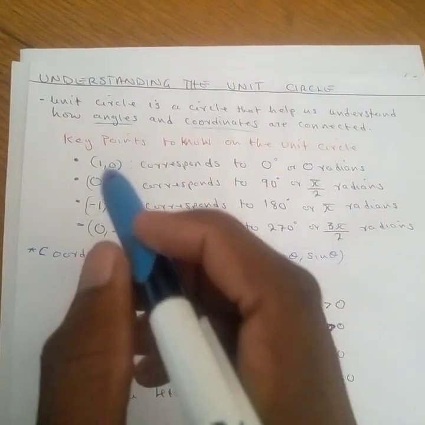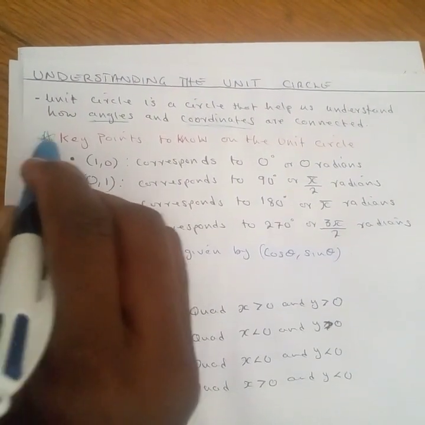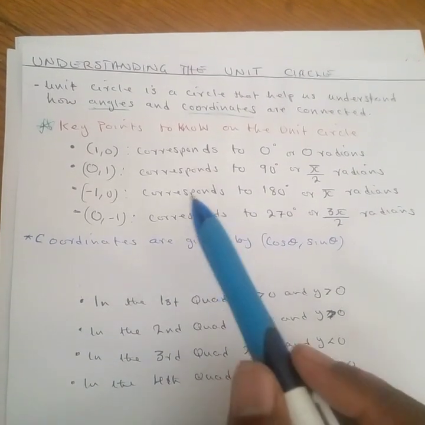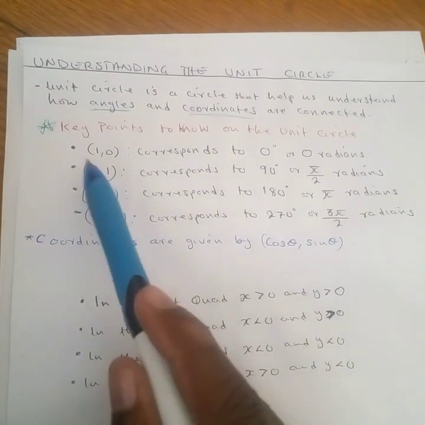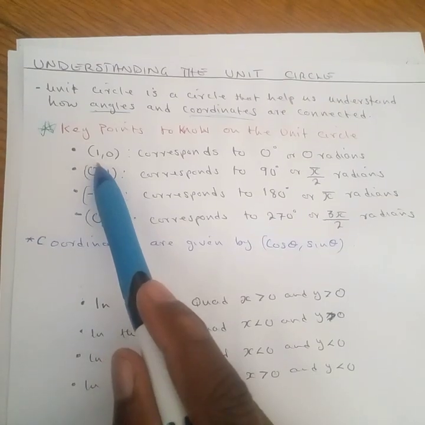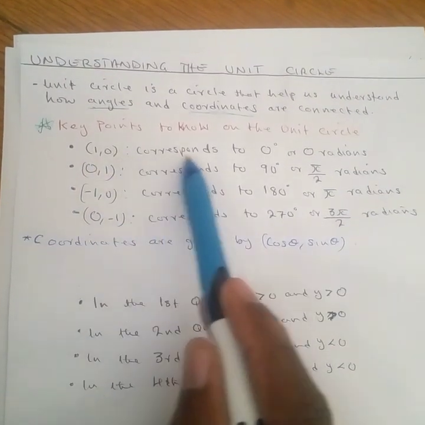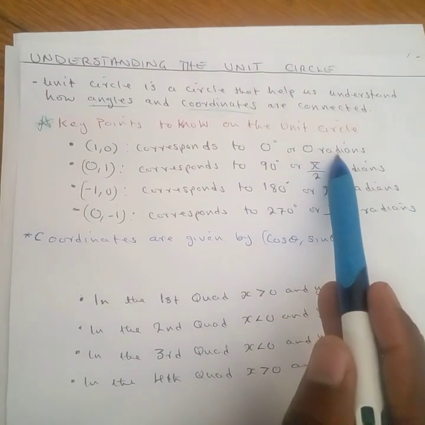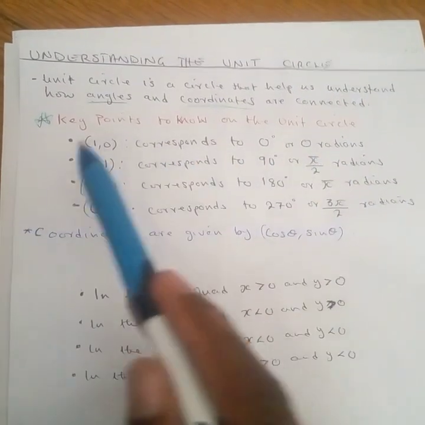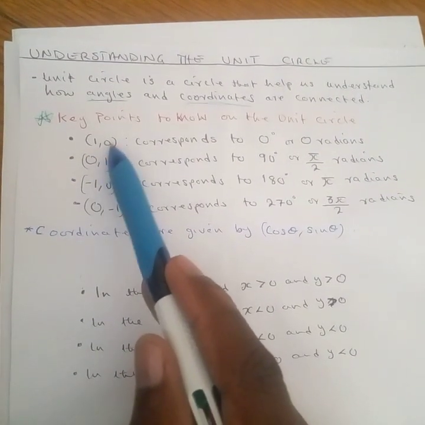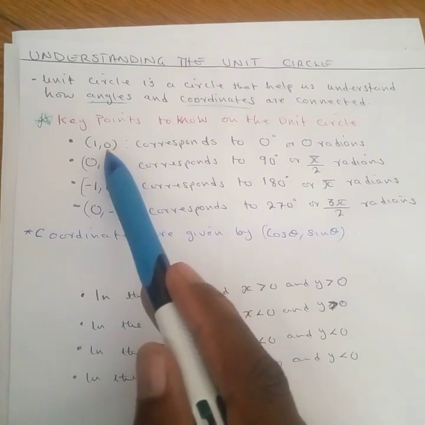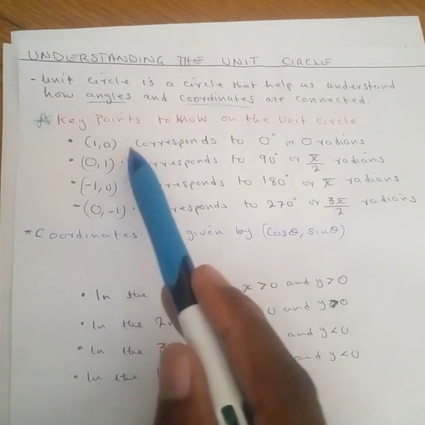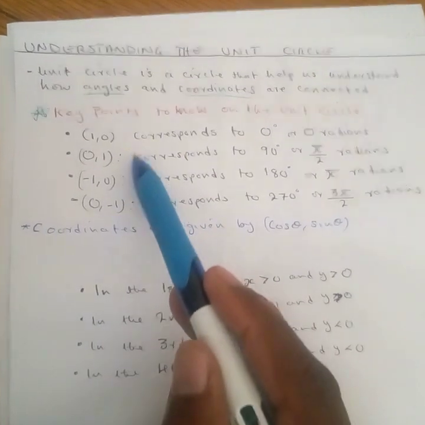So, the key points to know on the unit circle. These points are very important, so I would advise you to make sure that you know them, master them, so that you don't forget. For example, we start with the point (1, 0). This is the coordinate which corresponds to a 0 degrees angle or 0 radians. Now (1, 0): in the previous video, we looked at it by simply trying to understand the relationship between cos theta and sine theta in terms of coordinates.